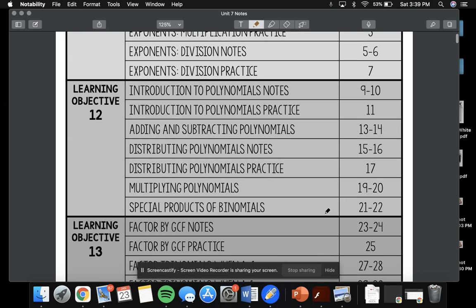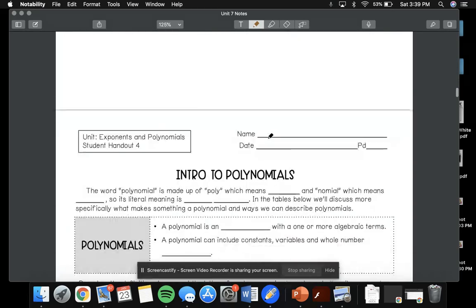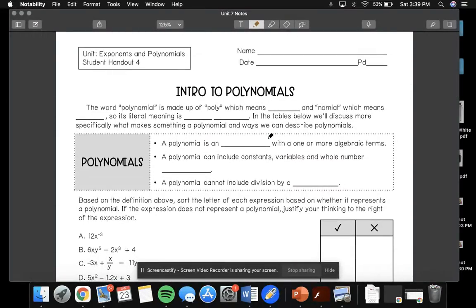Today we are going to introduce what a polynomial is. So in our notes, we are going to be on pages 9 and 10. Okay, so we are just going to talk about what a polynomial is today. We're going to talk about what is and what isn't, and then classify them.